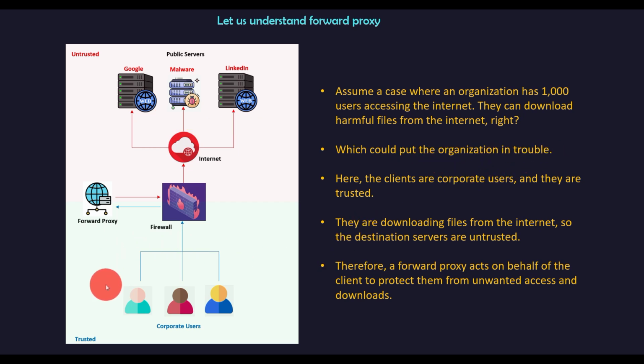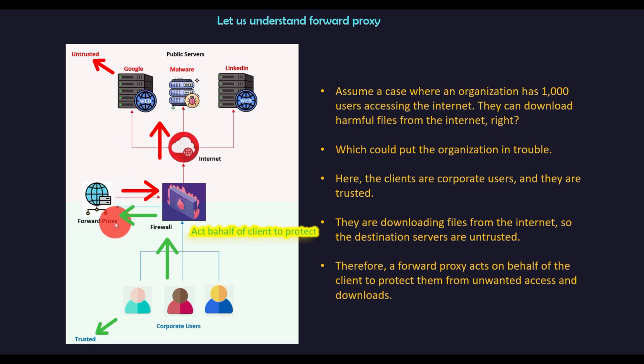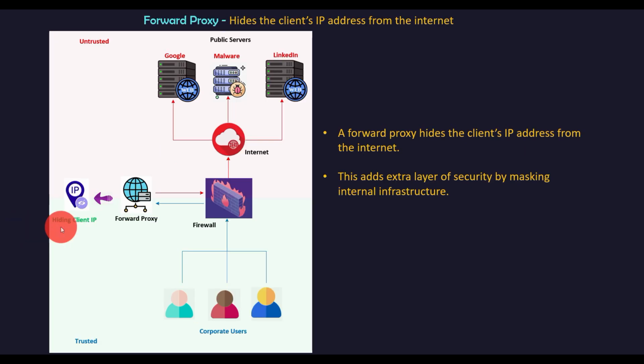Here, the clients are corporate users and they are trusted. They are downloading the files from the internet, so the destination servers are untrusted. So, we need someone in the middle between the trusted corporate users and the untrusted public web servers. This middleman should act on behalf of the client to protect them from unwanted access and downloads. This is called a forward proxy.